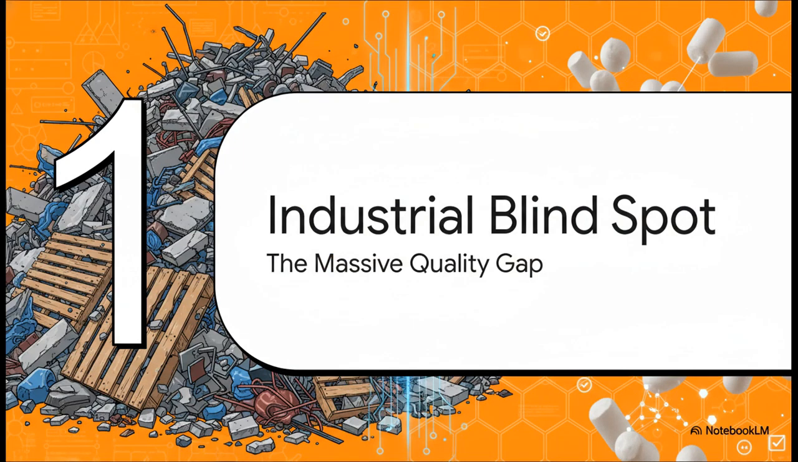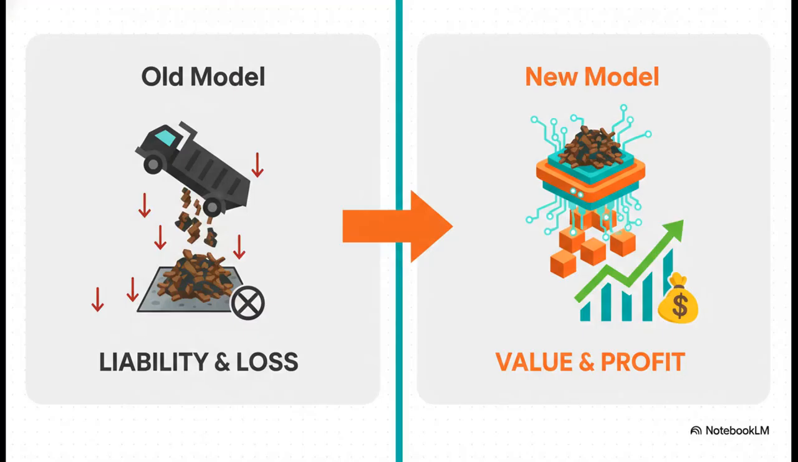To really get this, we first have to understand the fundamental challenge. You've got this huge gap, this massive disconnect between messy, totally unpredictable construction waste on one side and the super precise, high-quality material that the new bioeconomy is crying out for on the other. And this slide just nails the paradigm shift.